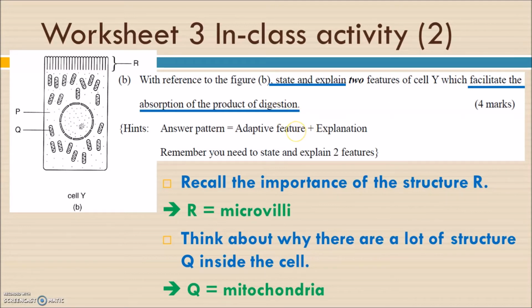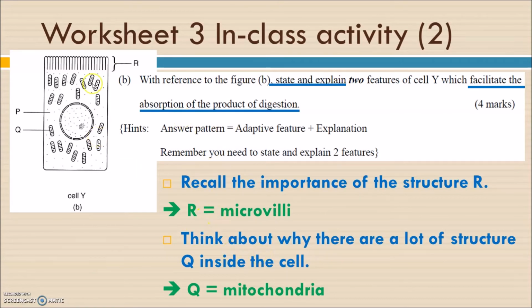So adaptive features again and again: link structure and function together. So take a look at the structure. For structure R, they are the microvilli, the highly folded cell membrane of cell Y, and that's the structure. But why is it so good to have them to facilitate the absorption? You need to explain.